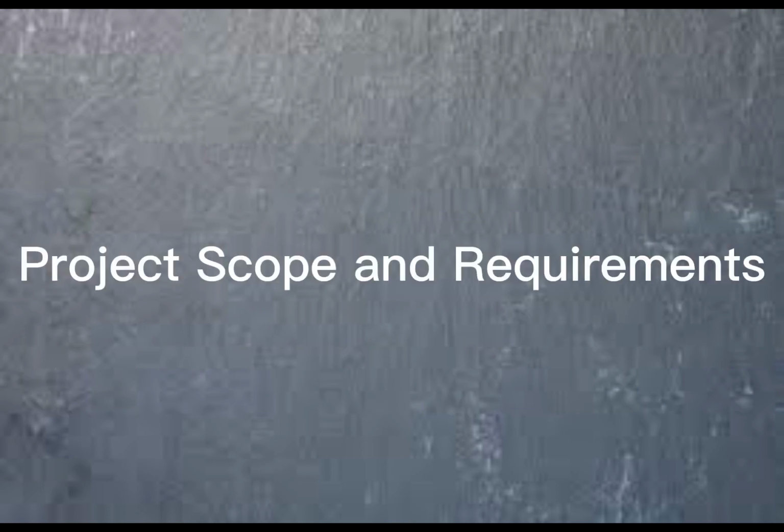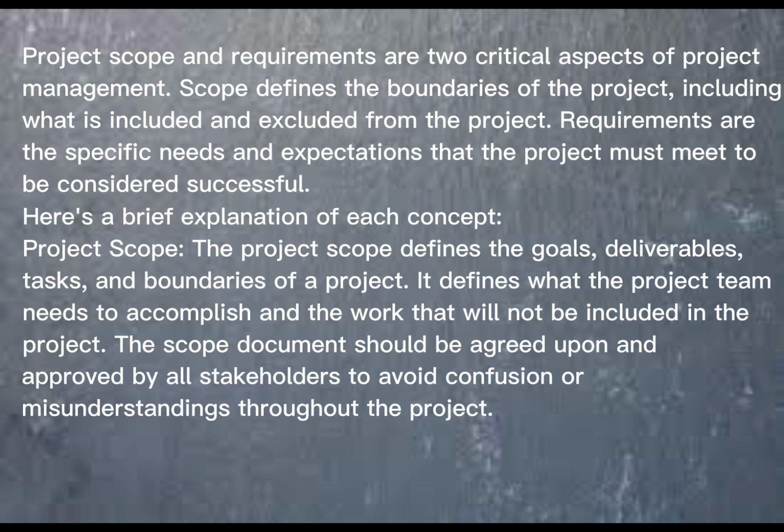Project scope and requirements. Project scope and requirements are two critical aspects of project management. Scope defines the boundaries of the project, including what is included and excluded from the project. Requirements are the specific needs and expectations that the project must meet to be considered successful. Here's a brief explanation of each concept.